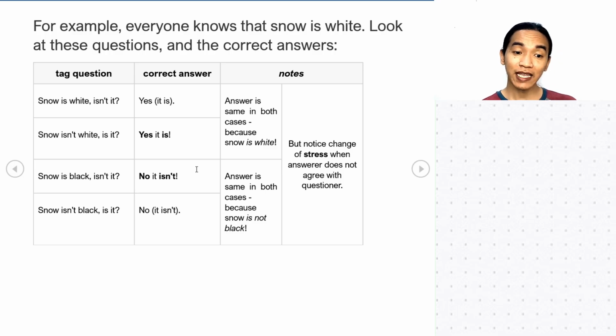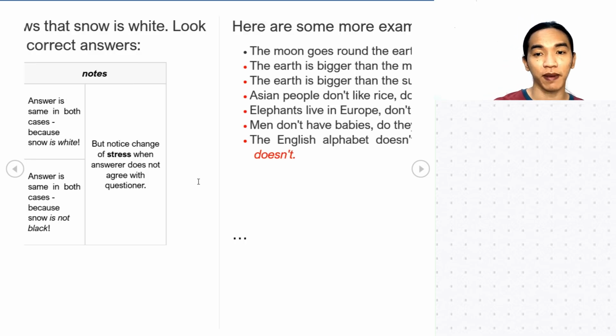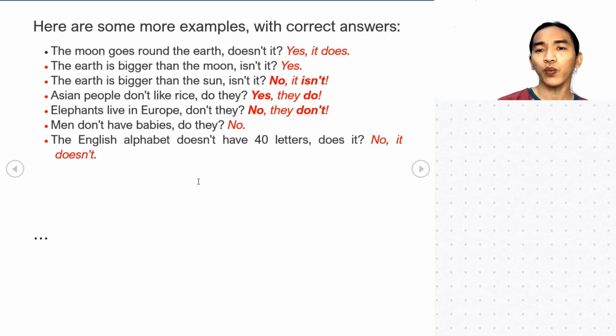As you can see here, both answers can be the same, but when you are stressing them, you are giving them a different meaning. Number one, the first one, no, it isn't: you are disagreeing with the speaker. The second one, no, it isn't: you're just agreeing. So, remember that. Now, we also have some more examples with correct answers.